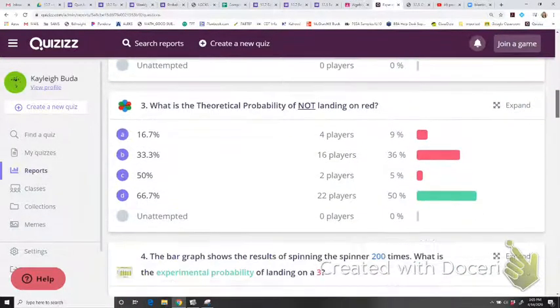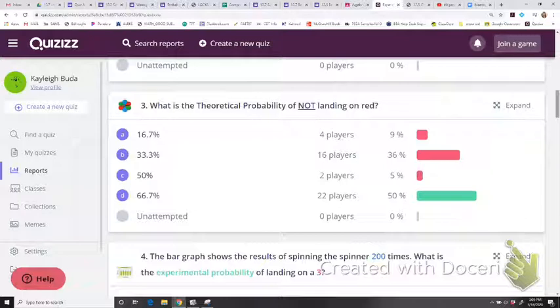Moving on to number 3. What is the theoretical probability of not landing on red? So there are 2 red spots out of 6 total, which is 2 out of 6, or 1/3. There was a good portion of you that chose letter B, 33%. That would be the same percentage as a third, but that would be the percent of it landing on red, and this one says not red.